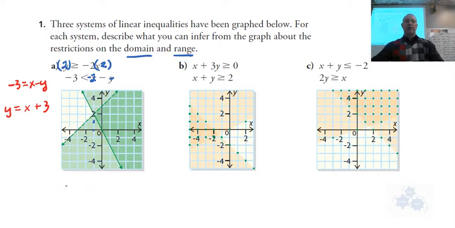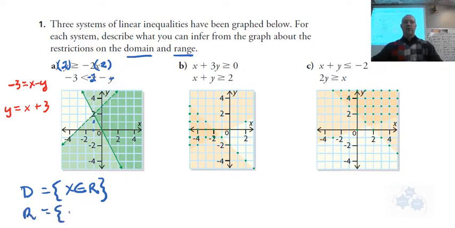For this one, because it's all shaded, there's no dots or anything like that, the domain is X is an element of all real numbers. And the range, Y is an element of all real numbers. Because over here, you see how there's some dots here, right? There's some dots in here. So it's not necessarily the case, it looks like, that it's X an element of R.